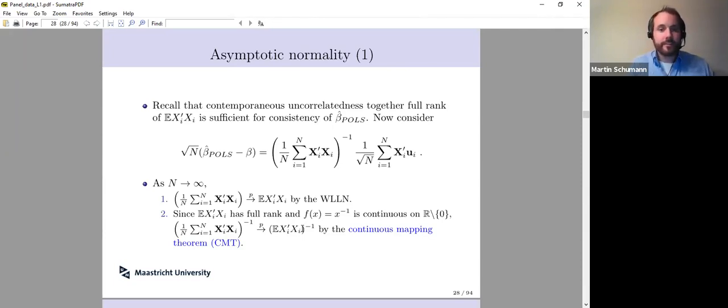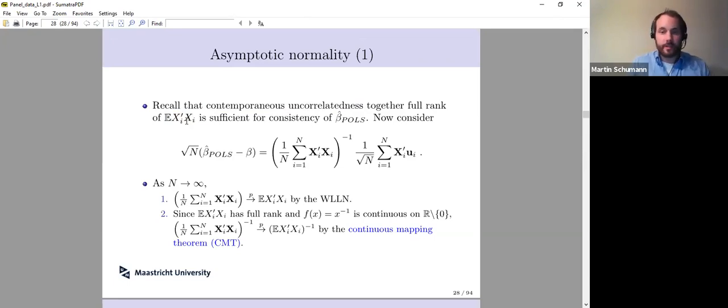For consistency, we only used this contemporaneous uncorrelatedness, meaning that each xit is orthogonal or uncorrelated with the model error uit. And we have used the full rank condition, so this thing has rank k. This was enough for consistency.